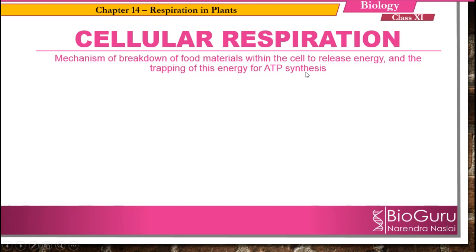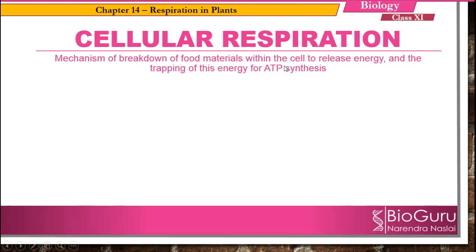So what are the things happening in the cellular respiration? There is a breakdown of food material, right? So here breakdown of food material means oxidation of food material. So where does it happen? Where is it taking place? It is taking place within the cell. So within the cell, oxidation of food material is going to take place in order to release energy, and that energy is utilized to form ATP.